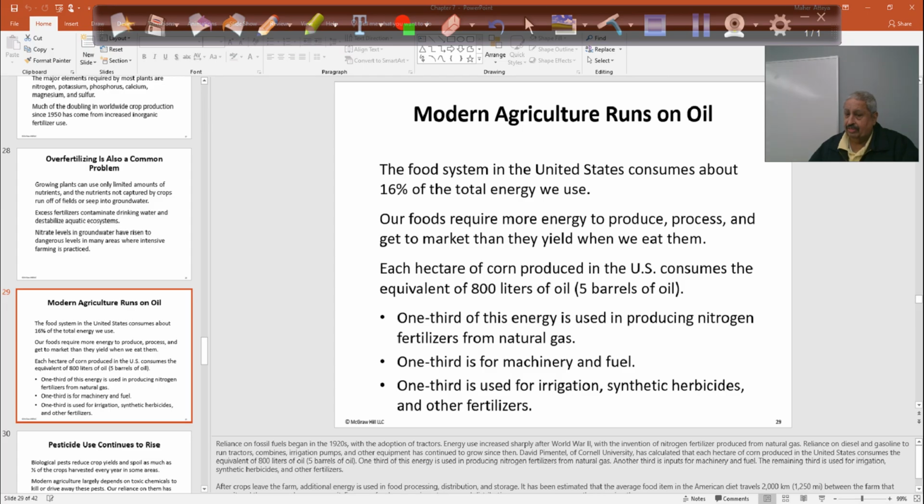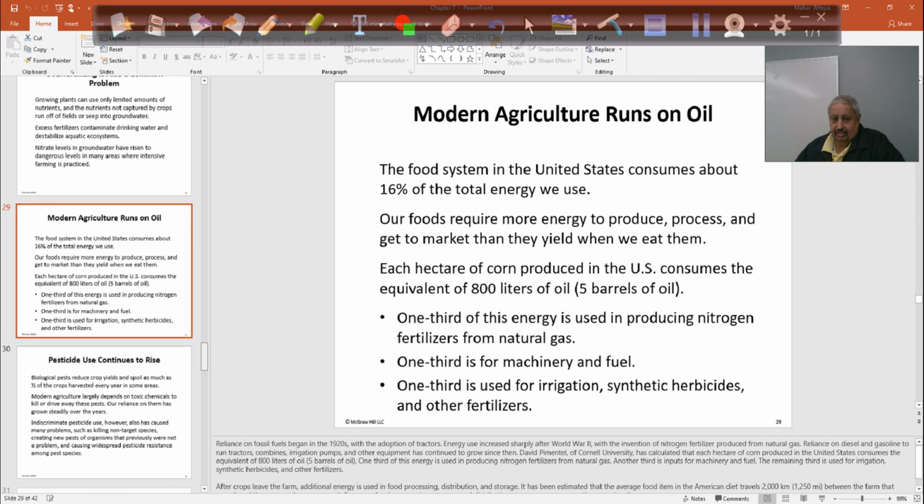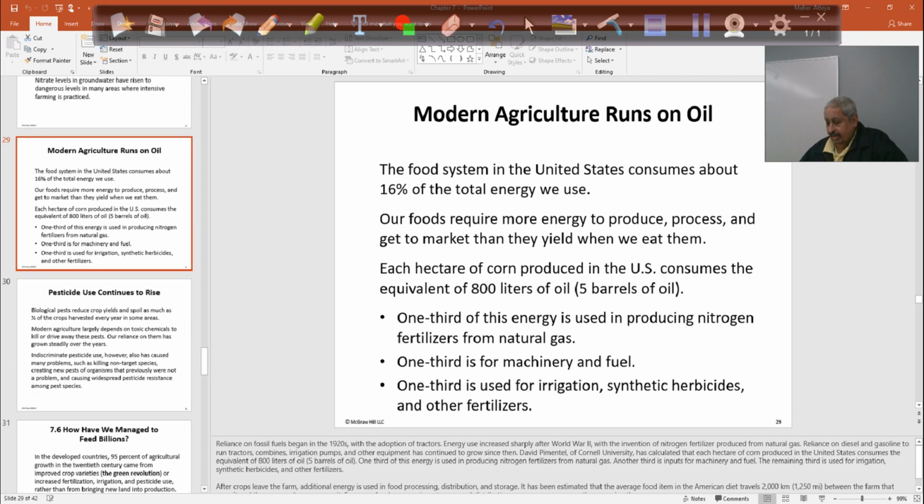1/3 is for machinery and fuel. 1/3 is used for irrigation, synthetic herbicides, and pesticides. So you can see it's very important, the crude oil. But I think now the technology is moving away from crude oil, because of the problems the usage of crude oil can bring with it. We know that oil is very important to run these machineries, to run all those machines.